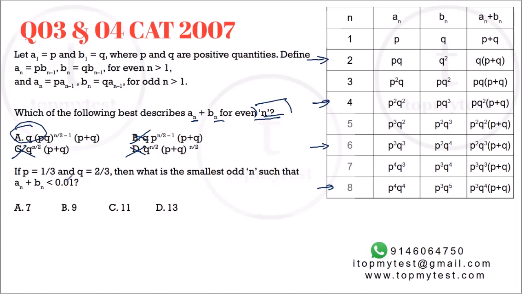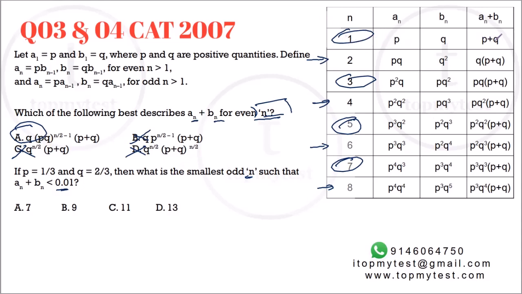Right. And the second one in this, if p is equal to 1/3, q is equal to 2/3, what is the smallest odd number n, for odd values now, such that we have to check it for 1, 3, 5, 7, etc. an plus bn should be less than 0.01. Okay. Now, what do you get an plus bn?